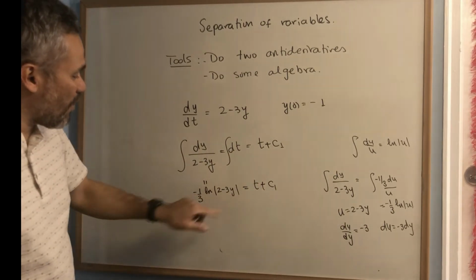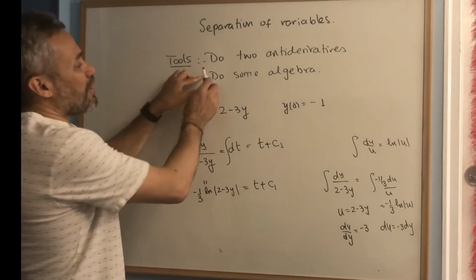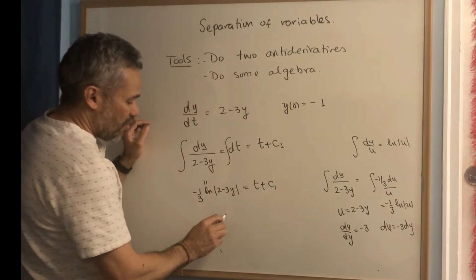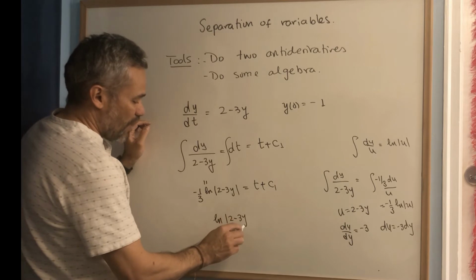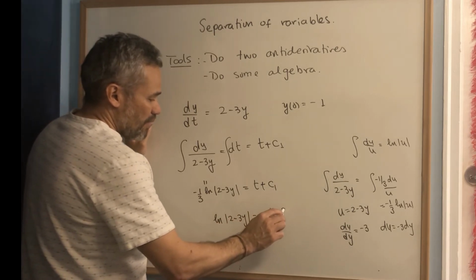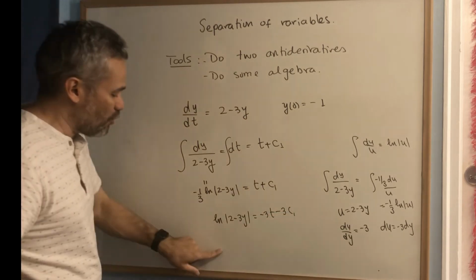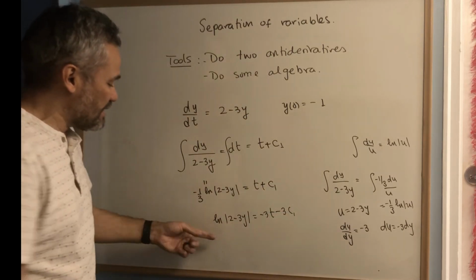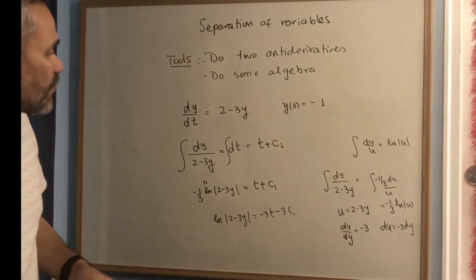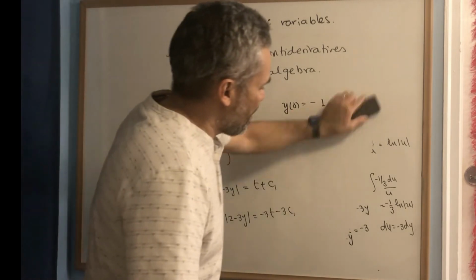How do we solve for y? Then this is the part of the algebra. Let's multiply by negative 3, and then we get natural log of 2 minus 3y equal to negative 3t minus 3c1. How do we solve for the y? The y is inside a natural log. Then what do we have to do? We have to exponentiate, right?